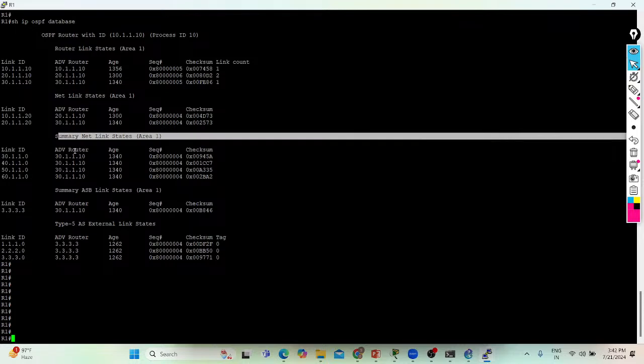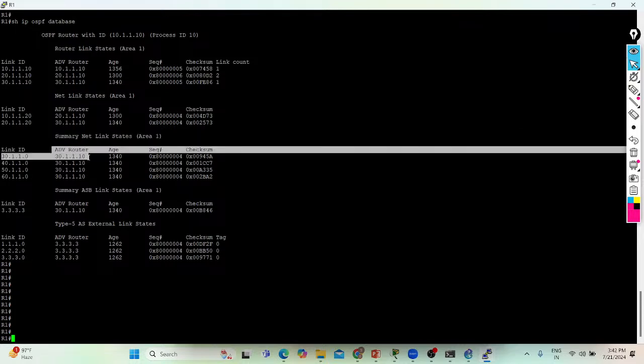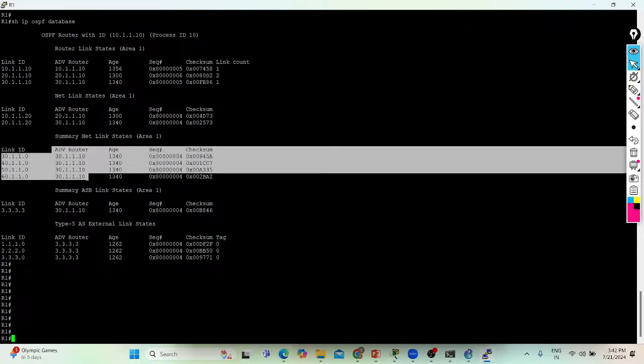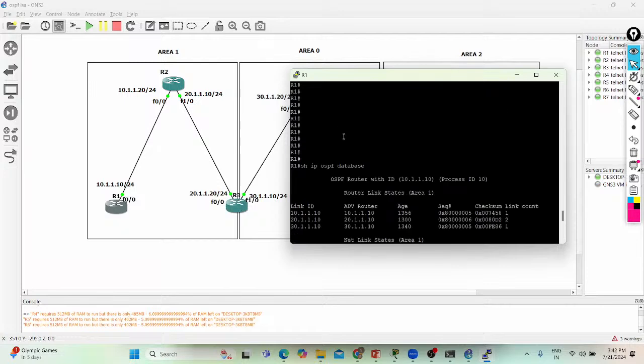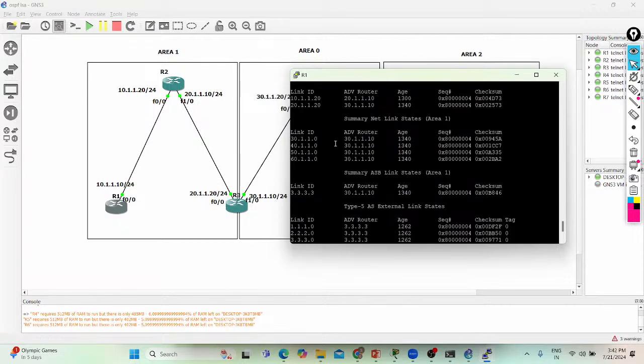Summary LSA is generated by the ABR router. See, the router ID is 30.1.1.10. If you see the router ID of this router, it will be 30.1.1.10 only. This is my ABR router. So it is taking the information of the 30 network, 40 network, 50 network and 60 network to my particular area. That is an ABR router.